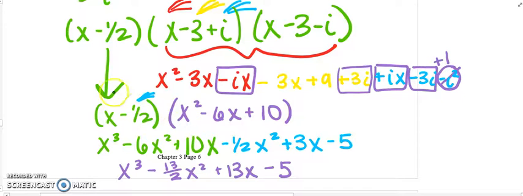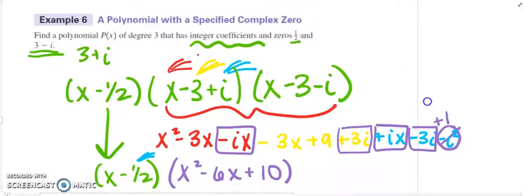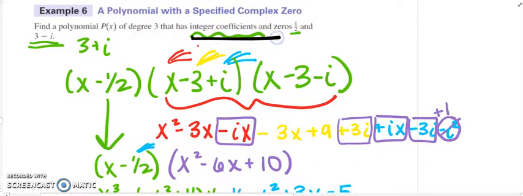Bring that down, FOILed that back out, FOILed my x in green, and then my negative 1/2 in blue, and combine like terms. So this is what I get. Just simple algebra. It's a little bit long, but you're just multiplying out and combining like terms.